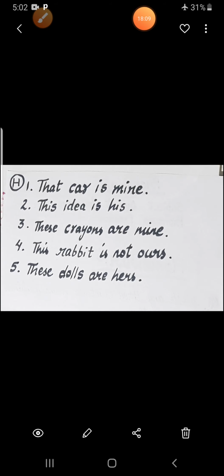If suppose you have not followed the answers, you can check them from here. The first one was that car is mine. Second is this idea is his. Third is these crayons are mine. Fourth is this rabbit is not ours. And fifth is these dolls are hers. See the answer from here and check that you have written it correctly. So this much is there in this video. In the next video, I will discuss the leftover types of pronouns, and only 2 more exercises are left. So bye and take care.